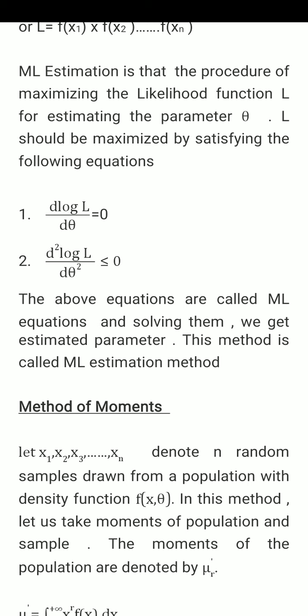And what is ML estimation? ML estimation is the procedure of maximizing the likelihood function L for estimating the parameter theta. Maximizing means we have to differentiate. L should be maximized by satisfying the following equations: dou log L by dou theta is equal to 0, and dou square log L by dou theta square is less than or equal to 0, that means it is negative. The above equations are called ML equations, and solving them we get the estimated parameter. This is what we call the ML estimation method.